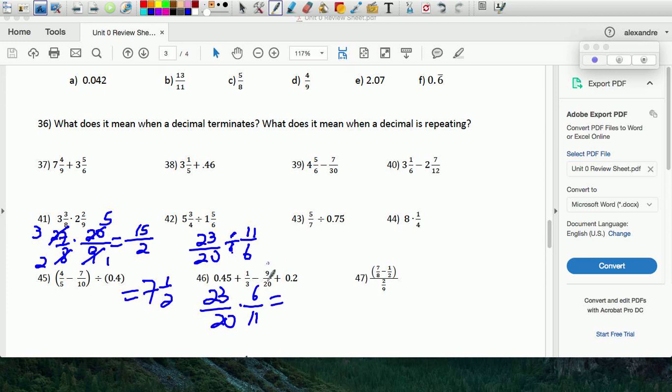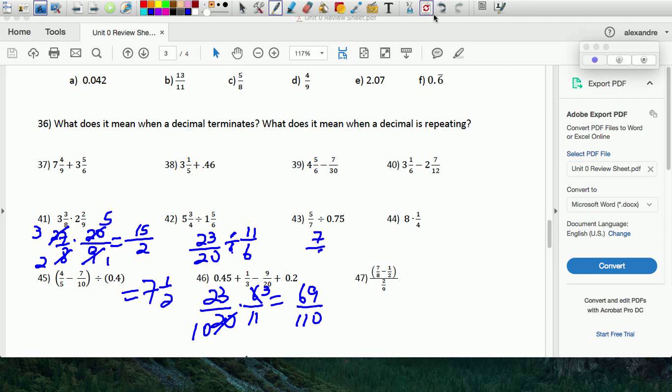I can reduce 6 and 20. Divide this by 2, I get 3. Divide 20 by 2, I get 10. Is there anything else I can simplify? No. 23 times 3 is 69. 10 times 11 is 110. Final answer for 42. 43, that's 7/5.